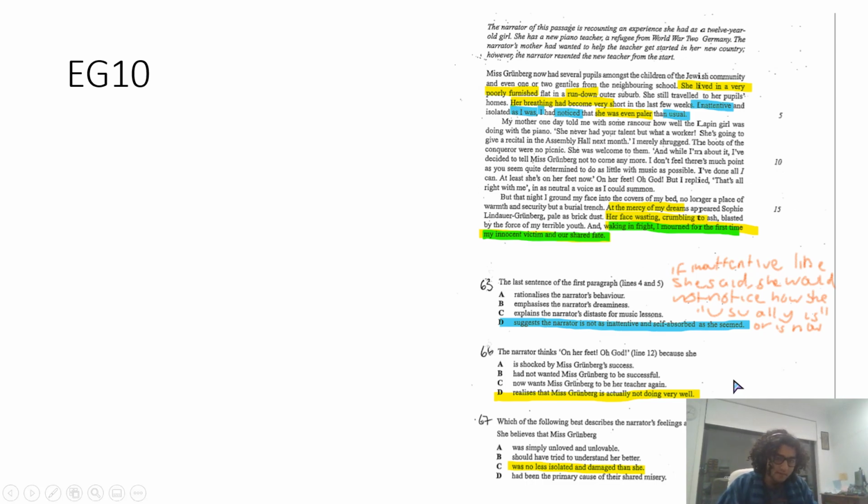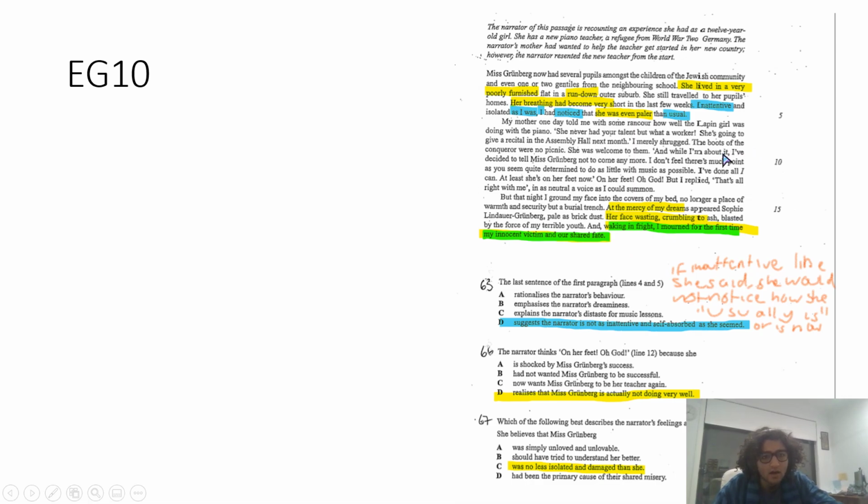Now, this question. You need to think about the main central message of the paragraph. The central idea of the paragraph is this girl realizes that lady, Miss Grunberg, she's not doing so well, is she? She lives in a poorly furnished flat. Her breathing can become very short. She was even paler than usual, right? So the whole thing is talking about she's actually not doing so well, and the girl who's narrating, she knows this, right?